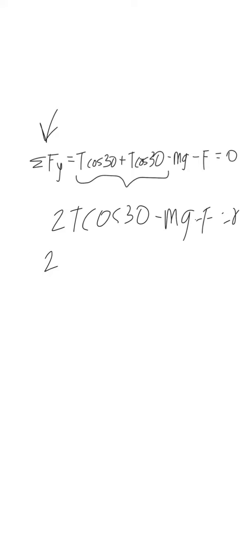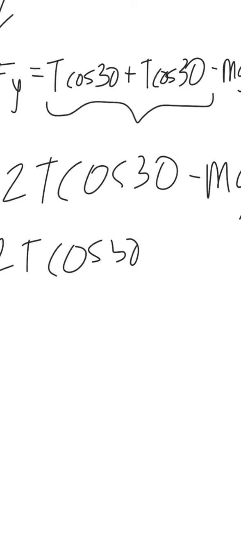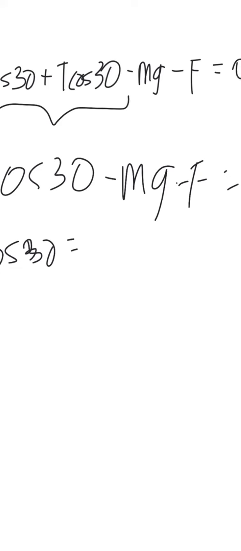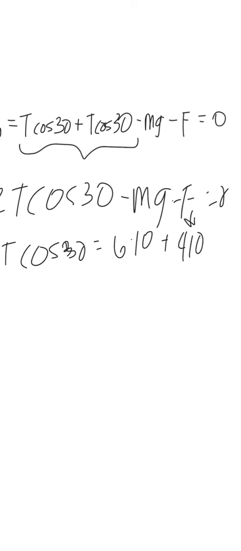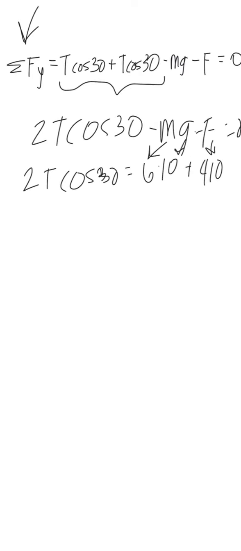So we have 2T cosine of 30 is equal to 6 times 10 plus 410. So these are our values. The force we know is 410, the mass is 6, and the gravity we know is 10. So this is our new equation now.